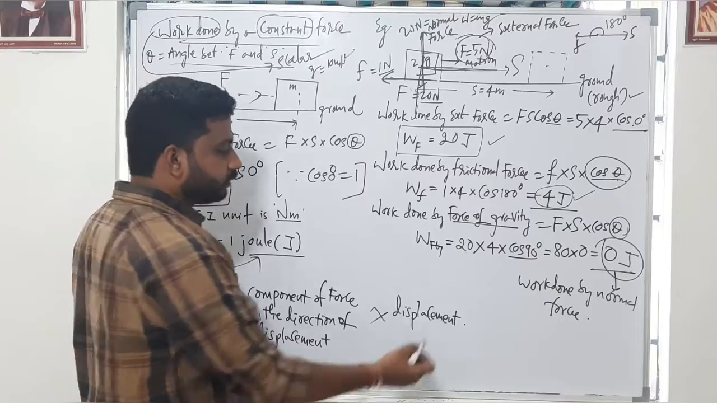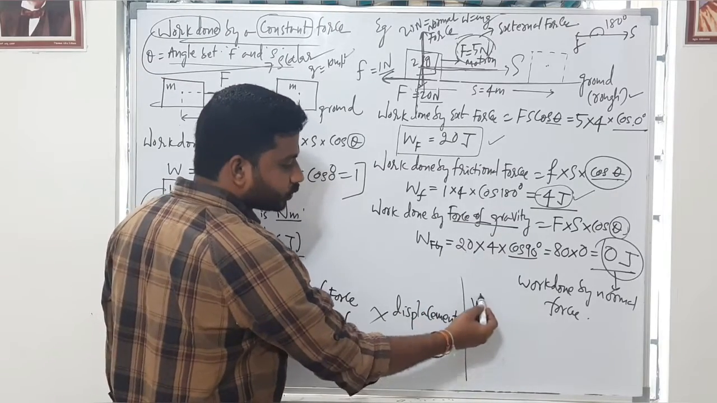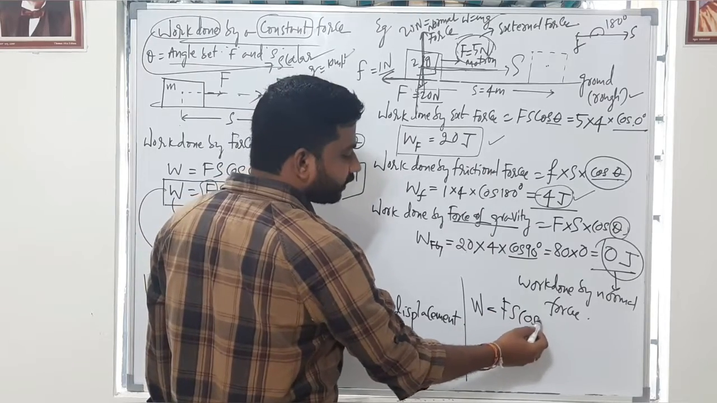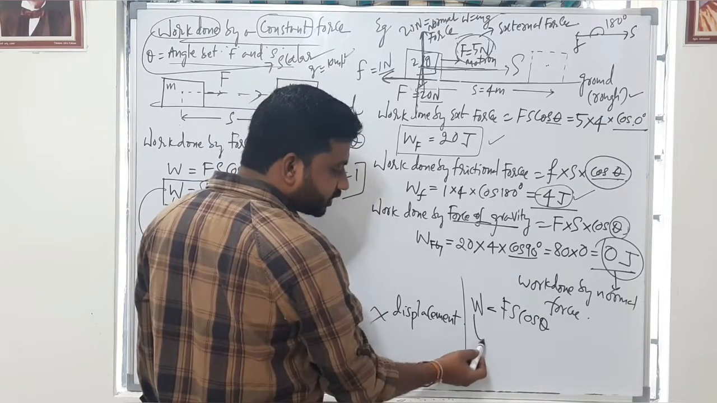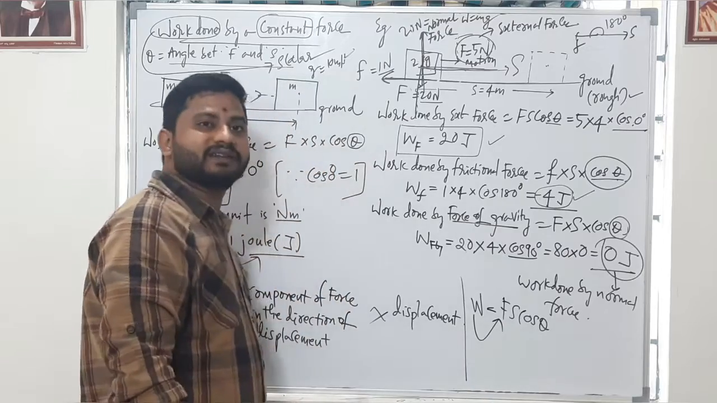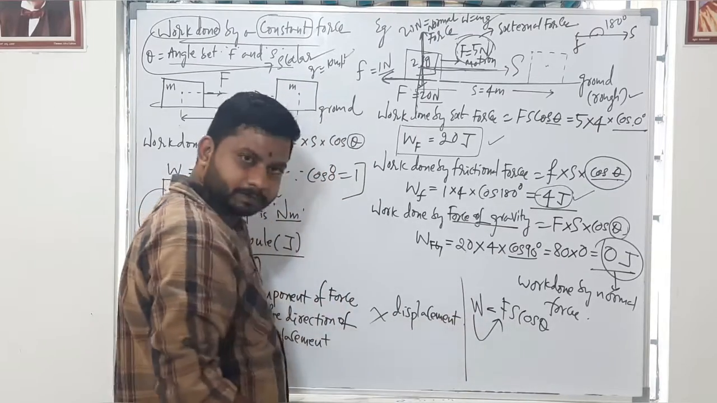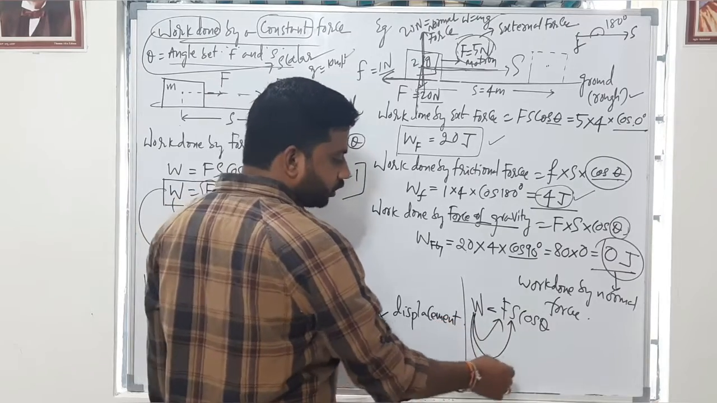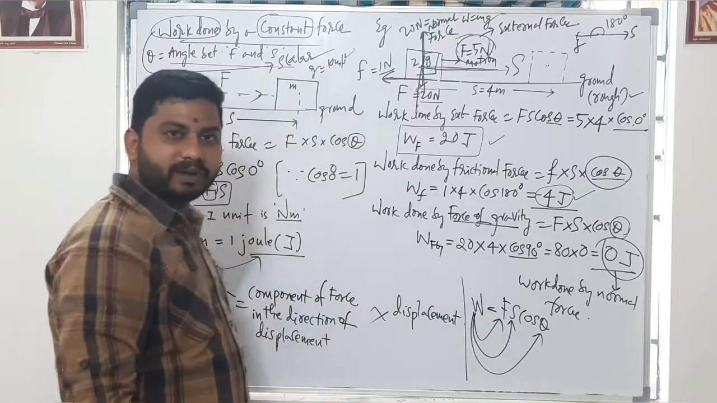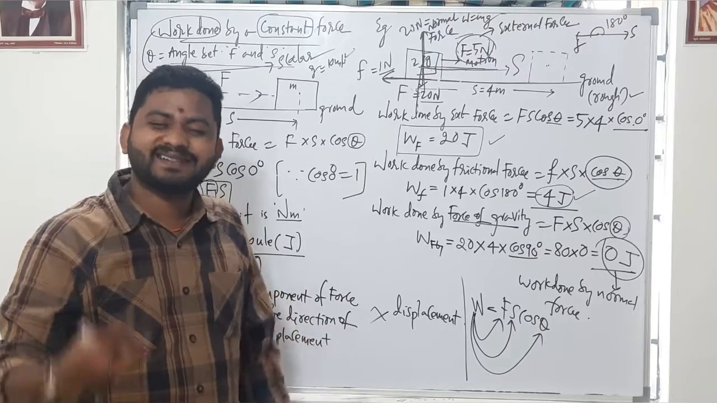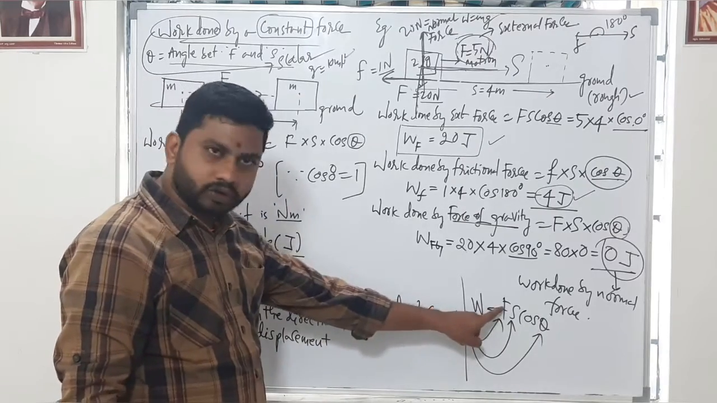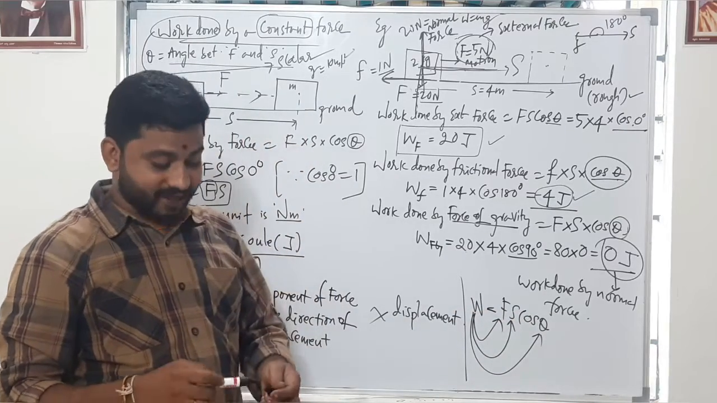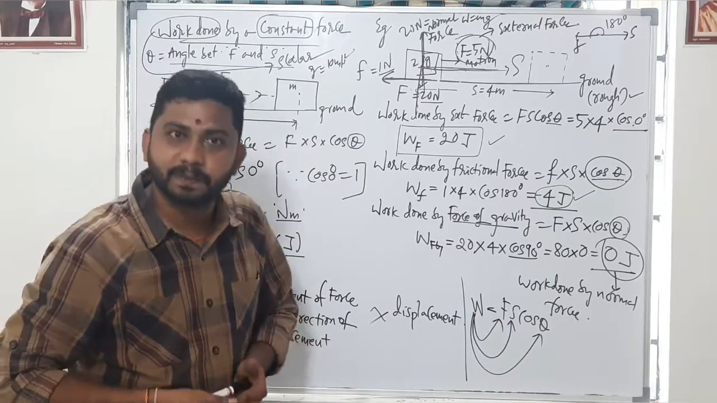So finally, what I just wanted to tell you is W is Fs cos theta, right? So the work done by a force is depending on 3 important factors: on the force, on the displacement, on the theta value, right? Work done by a force depends on how many factors? 3 factors: on the force, on the displacement, on the theta, which is the angle between force and displacement, right?